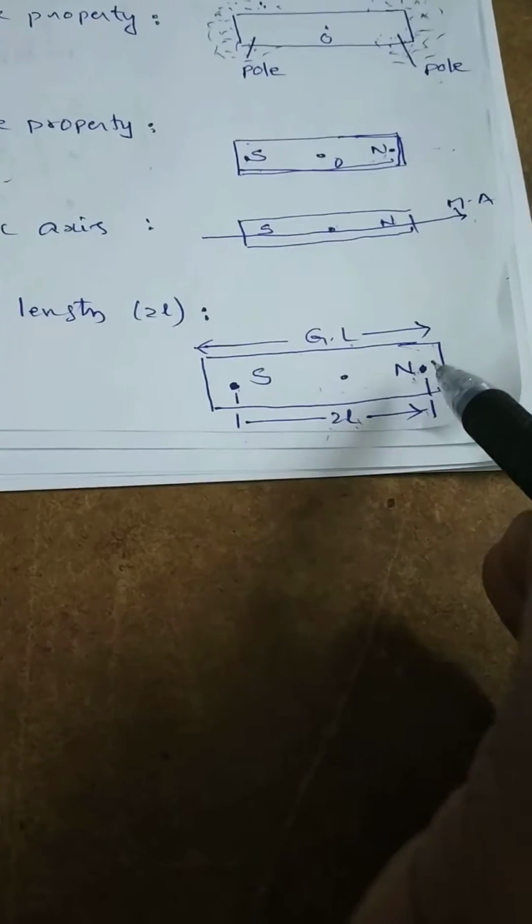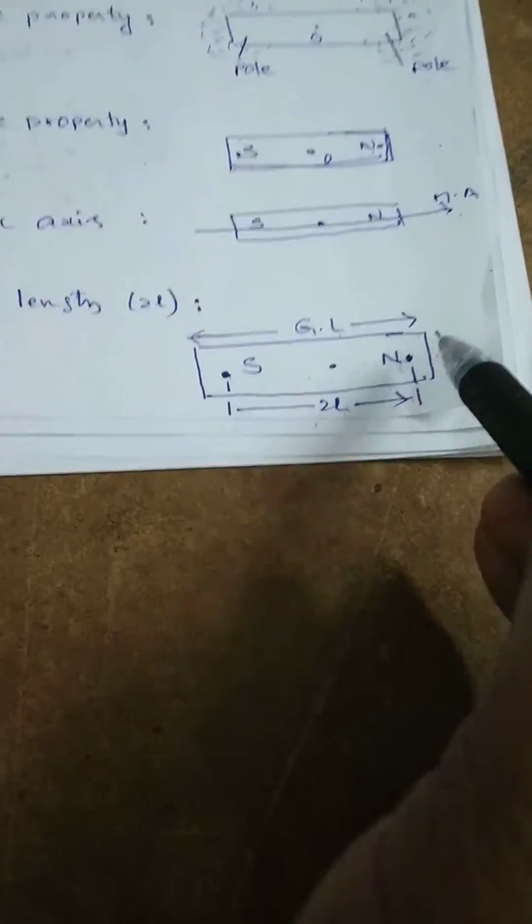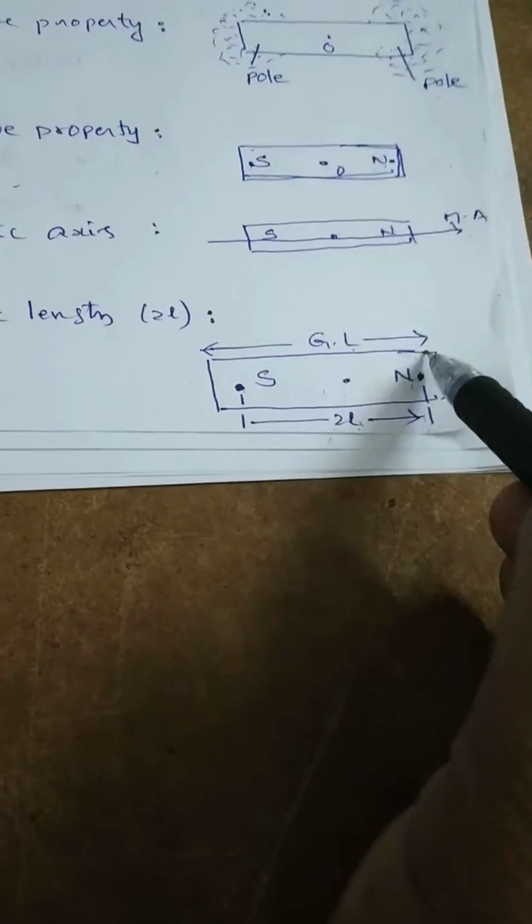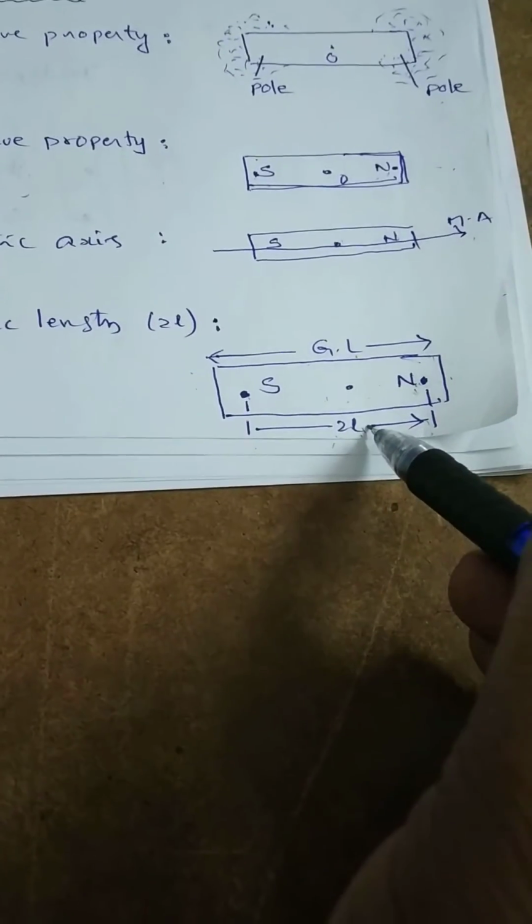But clearly from this diagram, which one is more, either geometrical length or magnetic length? Geometrical length is more compared with the magnetic length.